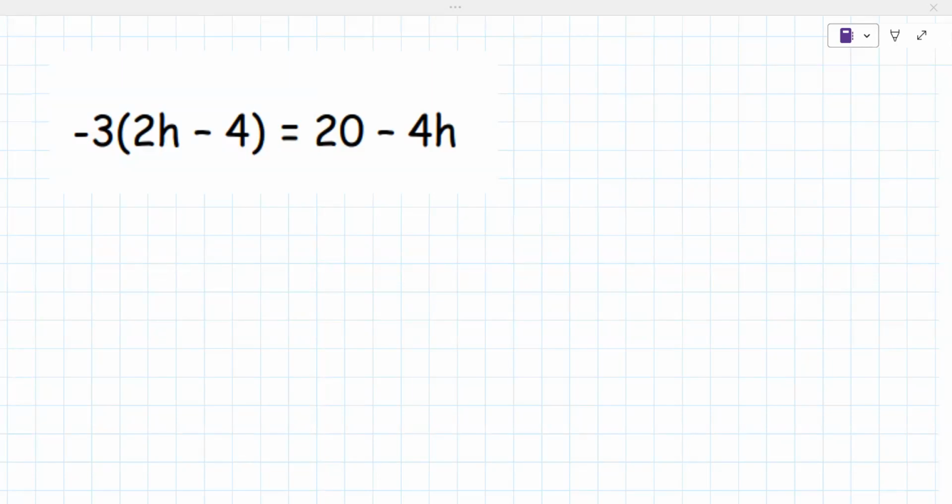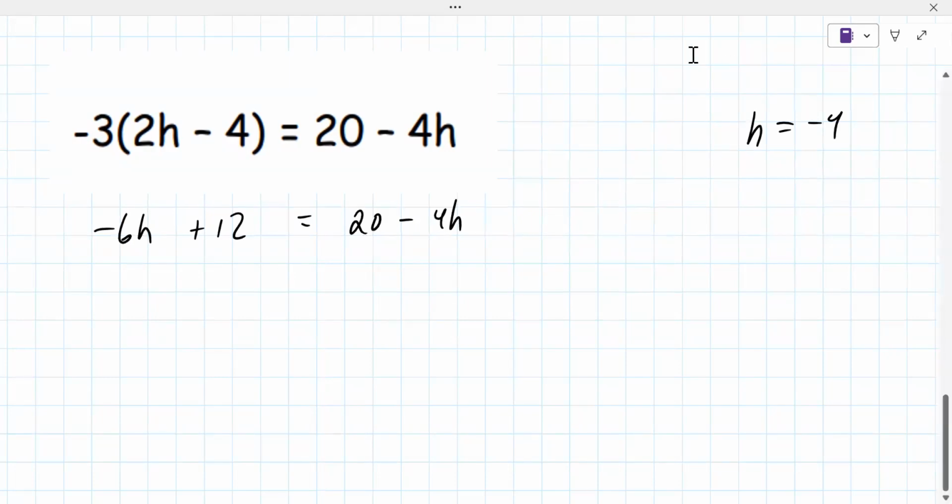I got h equals -4. Probably correct. Let me throw the steps in just in case you want to look at this later. It sounds like you're really getting this down. Now this is the hard part: which is smaller, -6h or -4h?